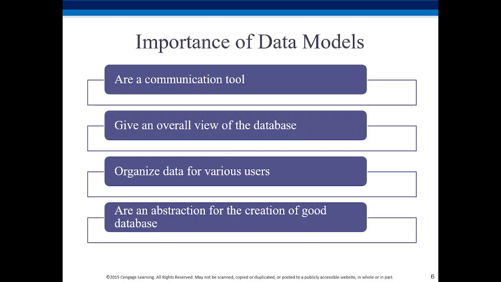So this also gives an overall view of the database. In the database, there are entities and their relationships. With the data model, you get the overview or high-level view of the database, meaning the names of the entities, the names of the components that participate in their relationships with one another. Then it also organizes data for various users. There are different users and clients, and each has their own way of organizing data.